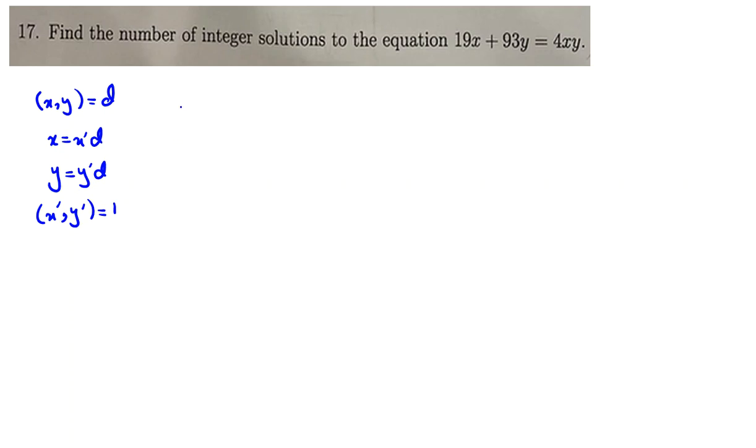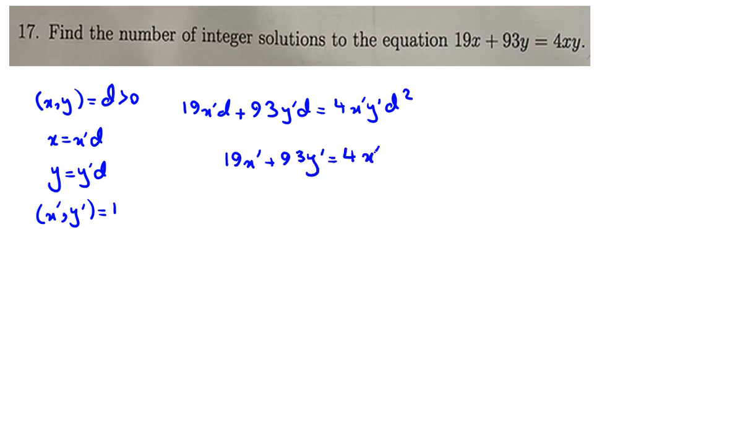Their GCD, x' and y', is 1. Now I replace: 19x'd plus 93y'd equals 4x'y'd squared. We know d is positive because it's a GCD, always positive. If we divide both sides by d, 19x' plus 93y' equals 4x'y'd. And here we know x' divides this, so x' divides the only term that is left, 93y'. Because x', y' are coprime numbers, x' divides 93.